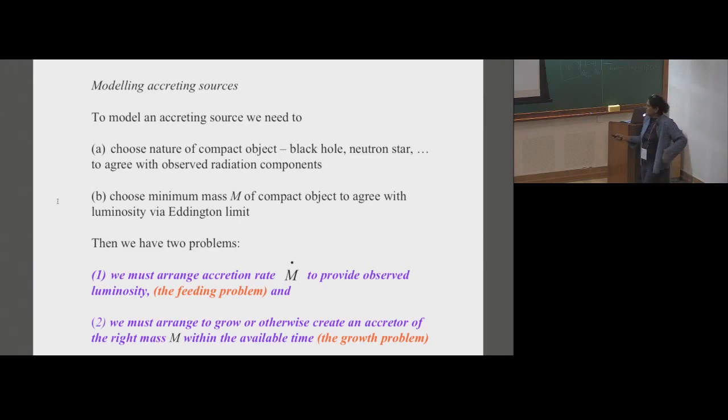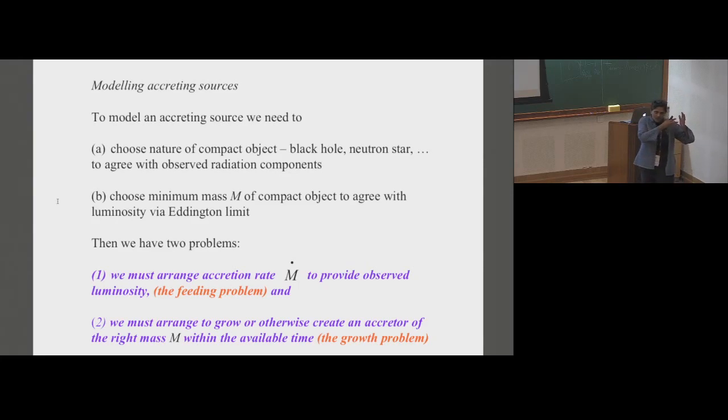So then what is the challenge? Now we have the basics. The challenge now is that we need the physics to arrange an accretion rate to provide the observed luminosity. And so we need to provide this mass inflow rate, whatever scale of the problem you now want to focus on. We have to solve the feeding problem. And then we might have to figure out the time scale.